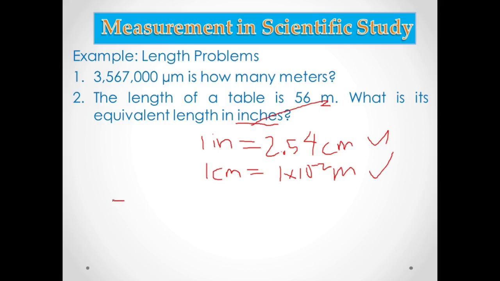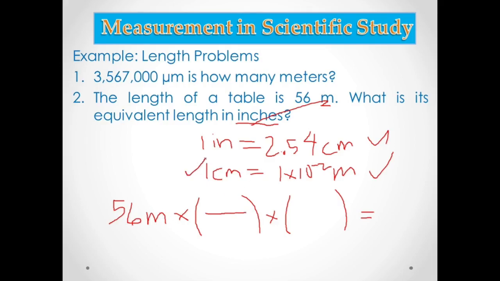Okay? So first you write the given, which is 56 meter. If you are going to use two conversion factors, then you should have two parentheses, okay? Because you will use two conversion factors. Okay. The first conversion factor is the cancellation of your meter.